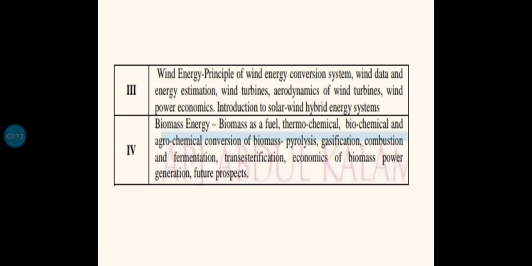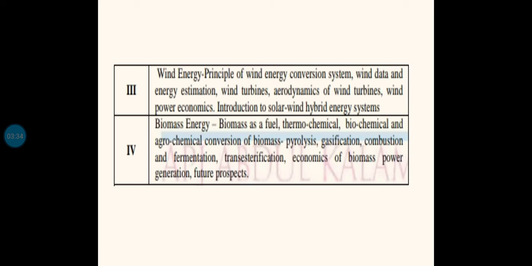Then comes the aerodynamics of the wind turbine, to produce the maximum electricity from the minimum wind speed. We have to concentrate on the design side also, so aerodynamic shapes of the wind turbine are to be discussed for minimum resistance. Now comes wind power economics, and finally an introduction to solar wind hybrid energy system. This is the combination of both solar and wind energy. Any combination is known as hybrid.